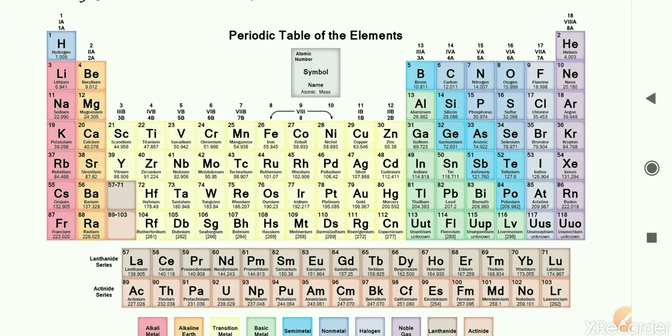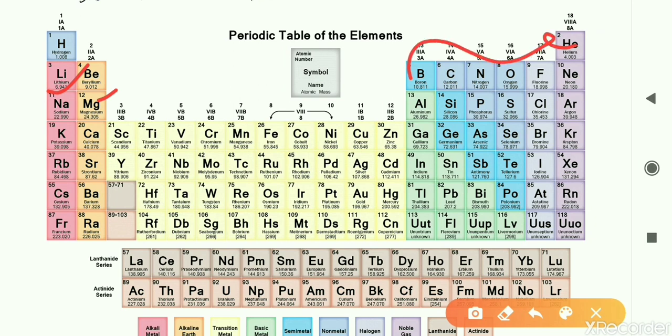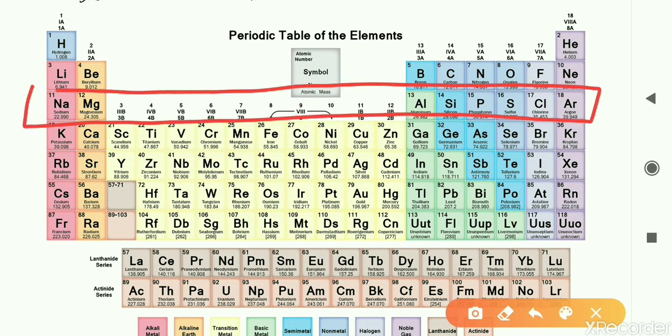So that is all for the introductory part of the periodic table. Go through the long form of the periodic table in your textbook, and you have to memorize the main group elements, especially groups 1, 2, and 13 to 18. These groups you have to remember.